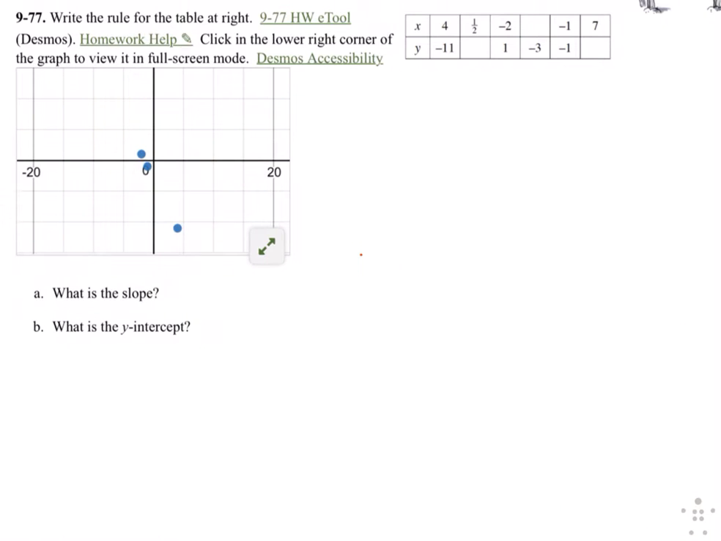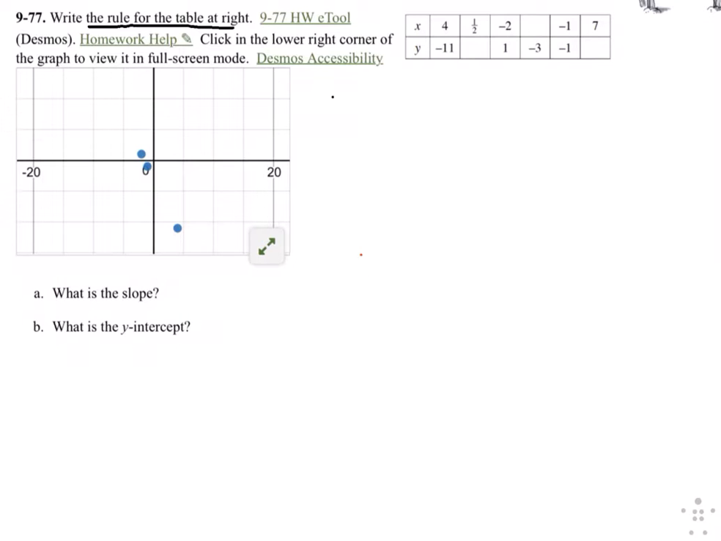Okay, for this problem, they have a table and they give us this interactive graph, which I'm not going to use because I just have a picture of this. But anyway, first they want us to write the rule for the table. So the way I do it is they're giving us a linear equation here, right? Because they're asking us the slope and the y-intercept, and we can see those 3 points line up.